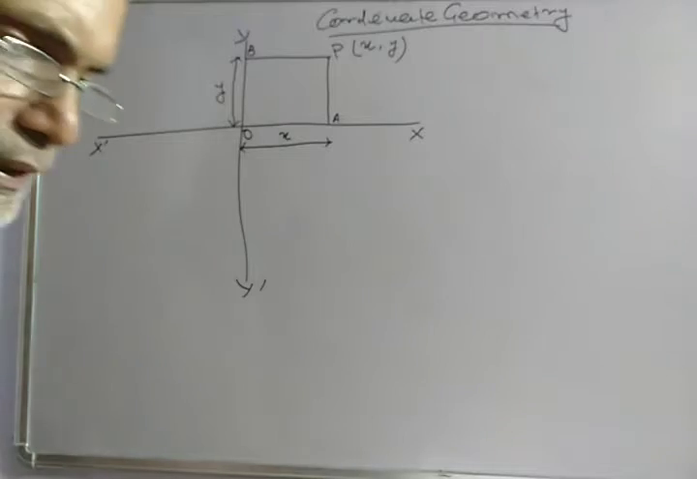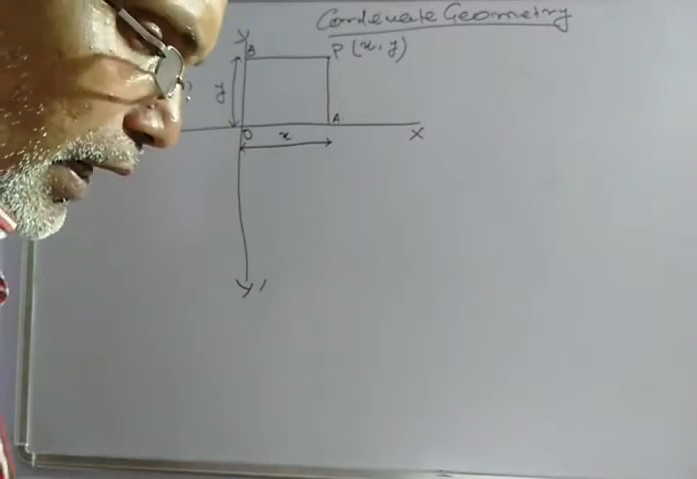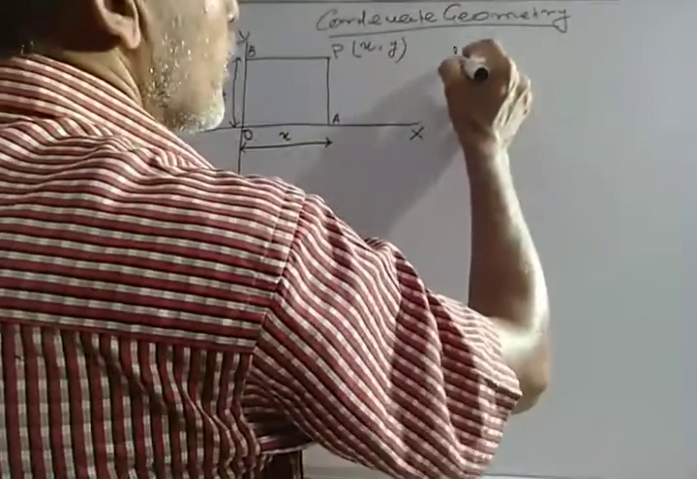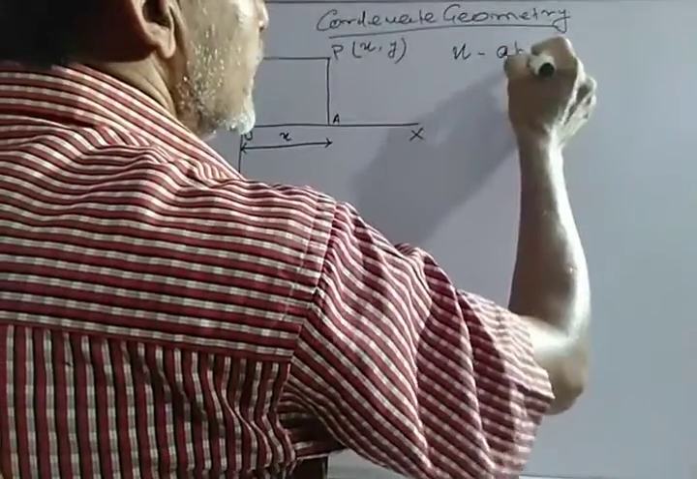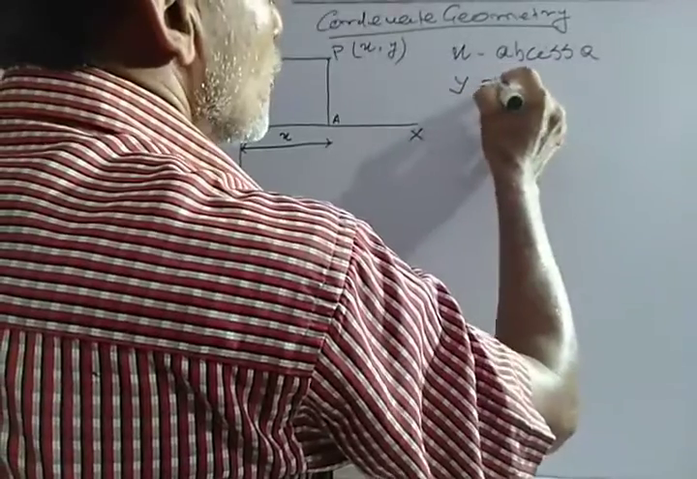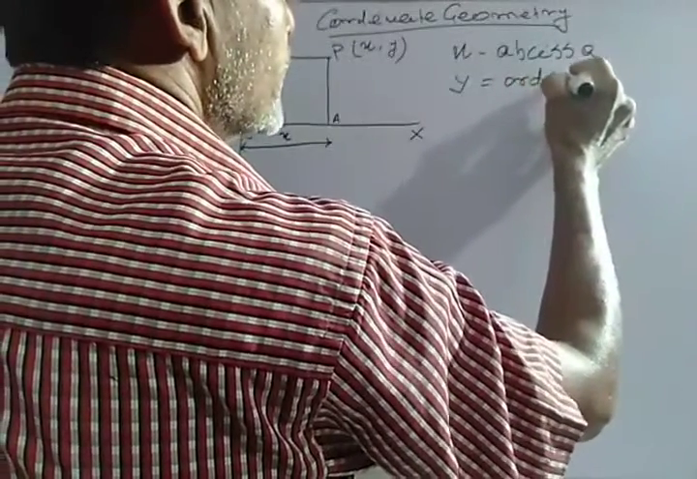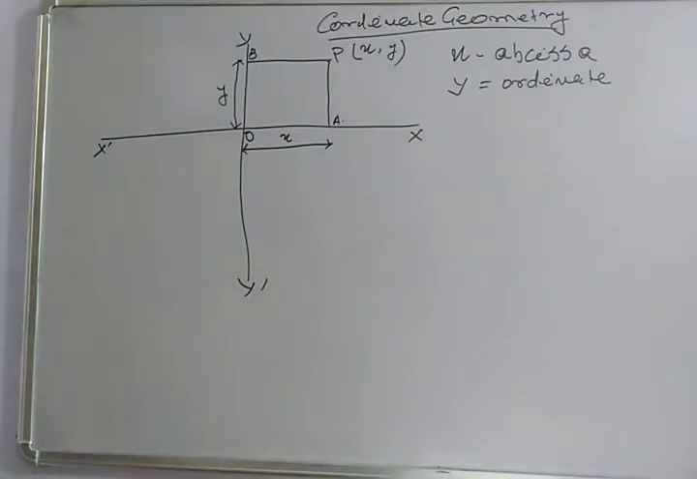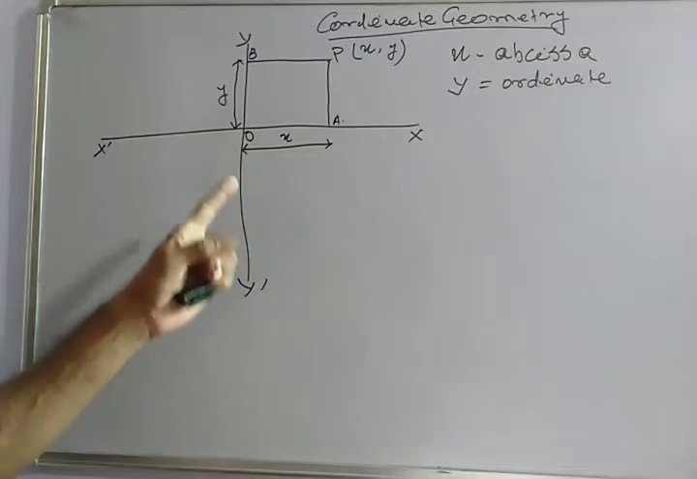So x and y are the coordinates. x is the abscissa of the point, and y is the ordinate of the point. So if any point P is given here, then we can locate it this way and tell the position of the point P in the plane.